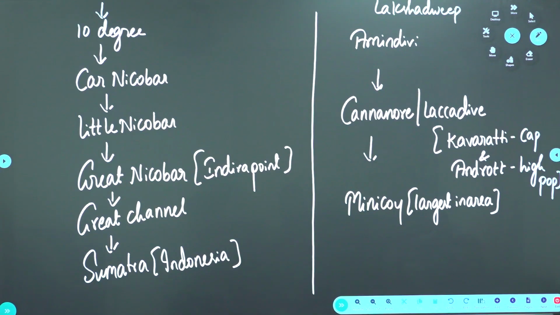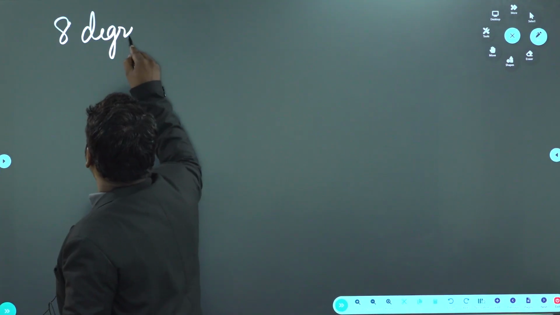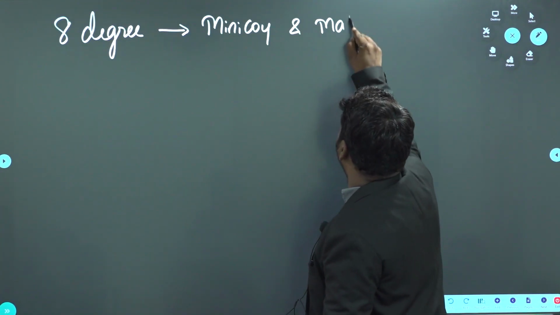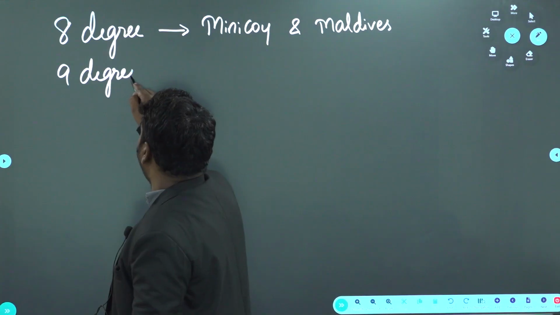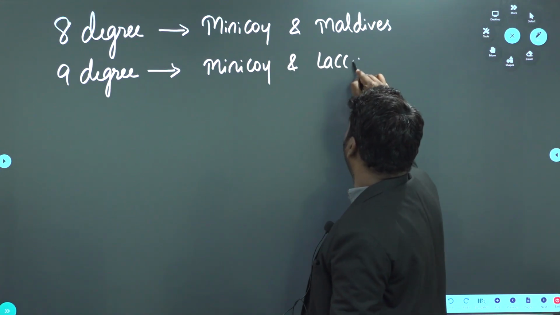Fine. Androth has the highest population. Minicoy is largest in area. Fine. Eight degree channel separates Minicoy and Maldives. Nine degree channel separates Minicoy and Laccadive.